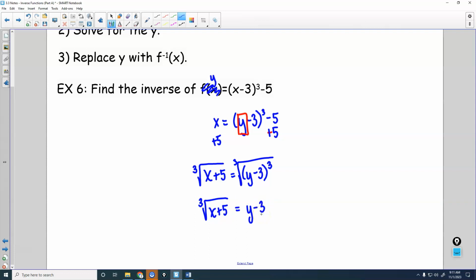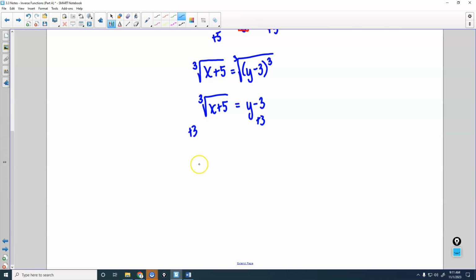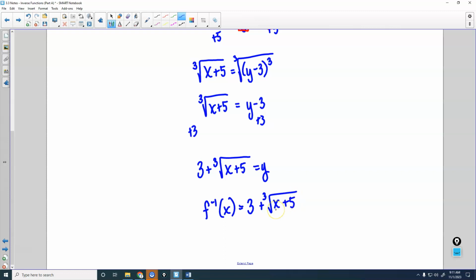Last thing, add the 3. Now, I would probably write it like this, 3 plus the cube root of x plus 5 as my inverse, so f inverse of x equals 3 plus the cube root of x plus 5. But you can write that 3 on the end. Just be careful, because if you draw your line for your cube root too long, it would be incorrect because it's not underneath the cube root.